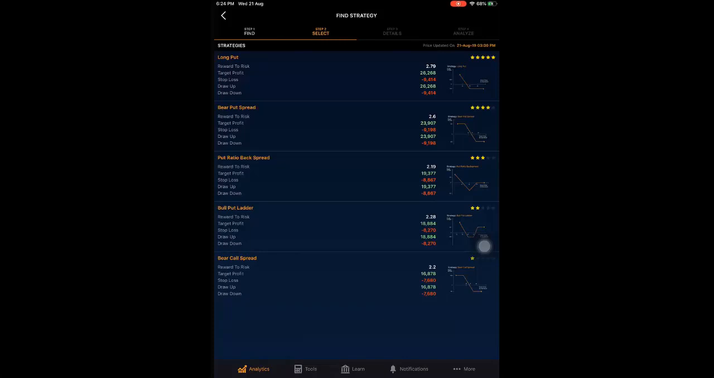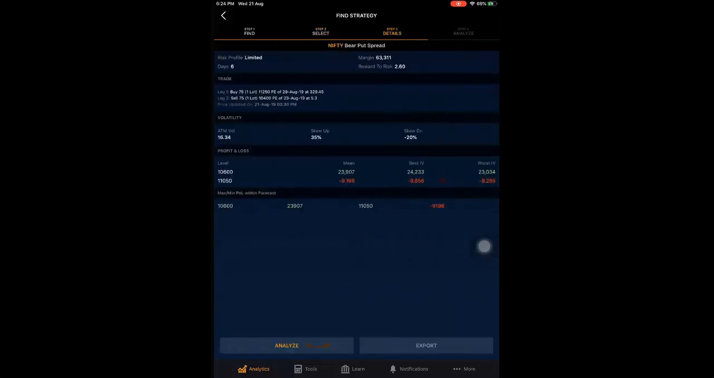So now you have the top 5 strategies: the long put, bear put spread, put ratio spread, bull put ladder, and bear call spread. You can have a look at all 5, select the one which suits your nature and temperament, and go for it. Say for instance, for the bear put spread, it's saying to buy the 11,250 put and sell a 10,400 put.